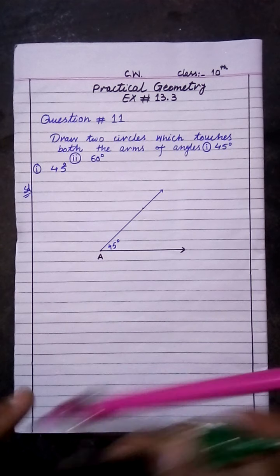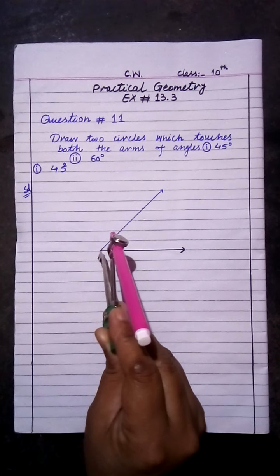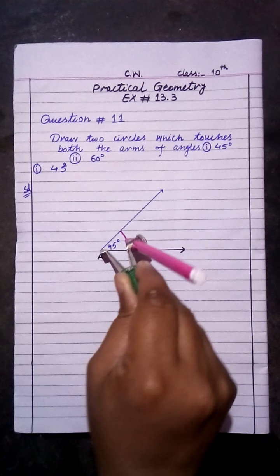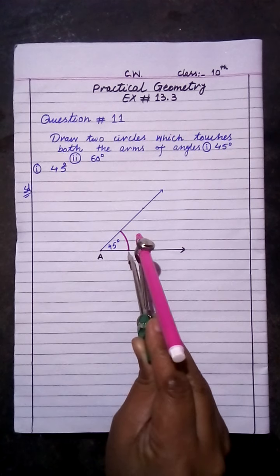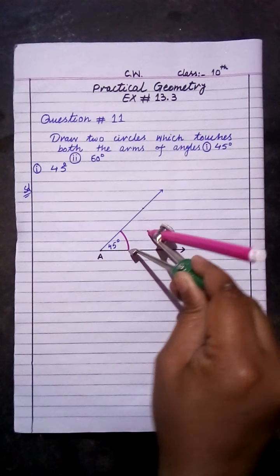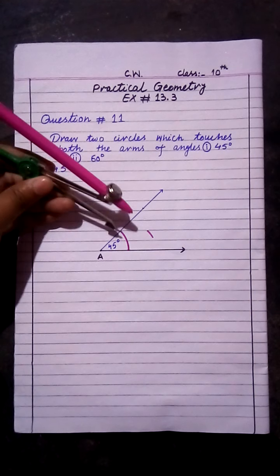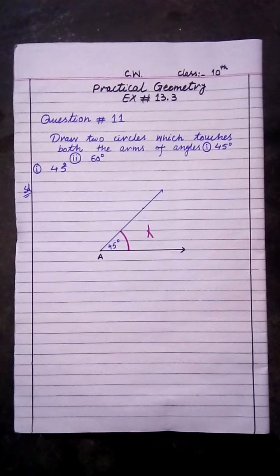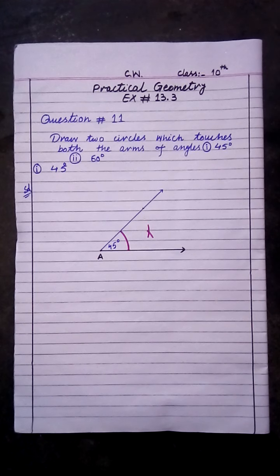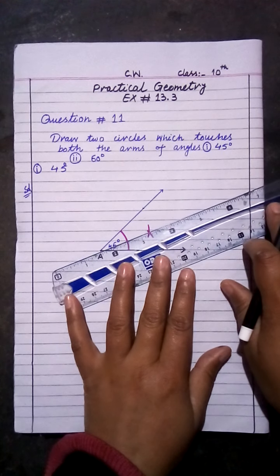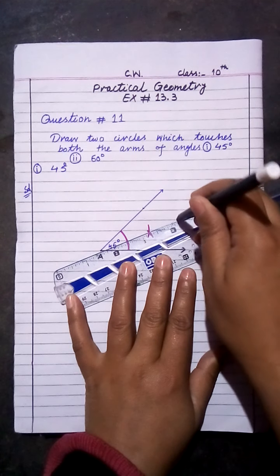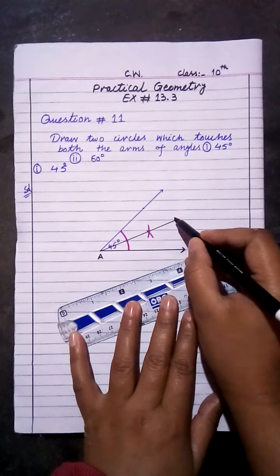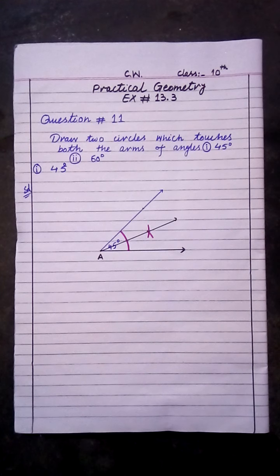You have to open the compass with suitable radius. Put the compass at point A, then draw an arc. Now put the compass at the starting point and draw the first arc. Now put the compass at this point, the second touching point, and draw the second arc. Now you have to get the intersection point, so join it with the help of a scale. Now join this intersection point with A, like this. Now you are going to construct a circle which touches the arms of the angle.